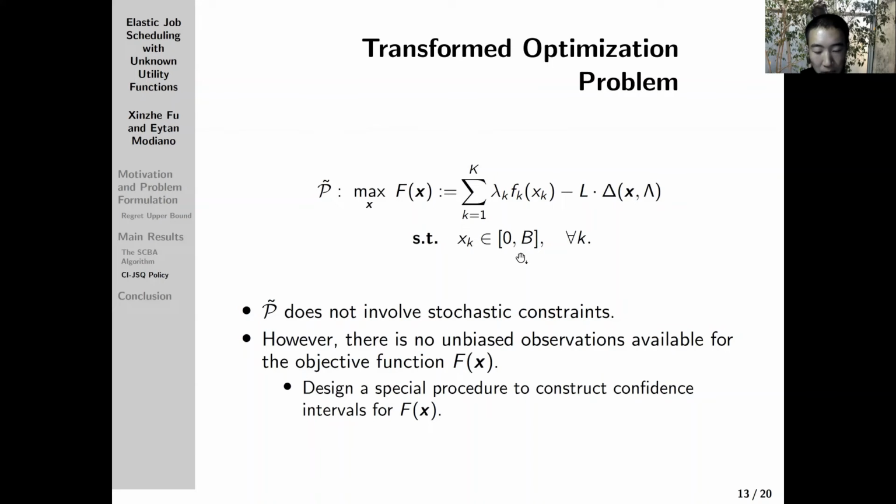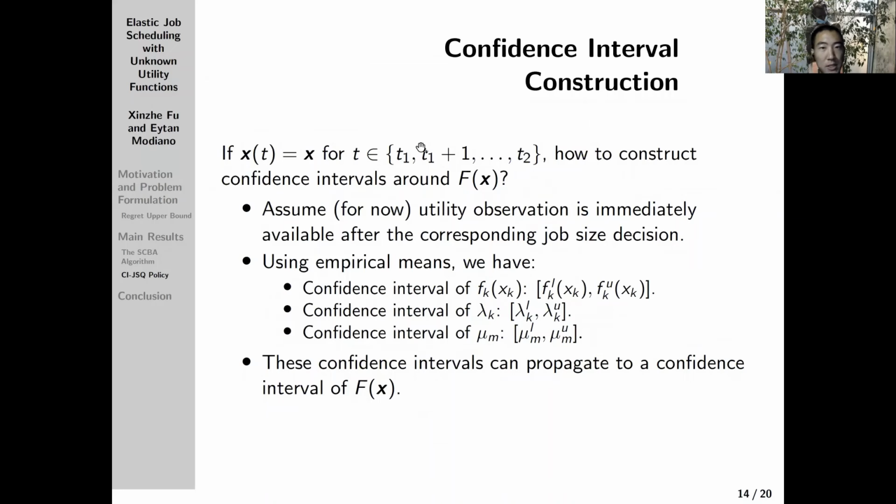However, there is no unbiased observation available for the objective function, this capital F of P tilde, in the setting of elastic job scheduling. So to use SCPA for P tilde, we need to design a special procedure to construct confidence intervals for capital F using the information available in the elastic job scheduling problem setting. So basically, the question we face is that if we decide on xt to be x for t from t1 to t2, then how to construct a confidence interval around the value capital F of x?